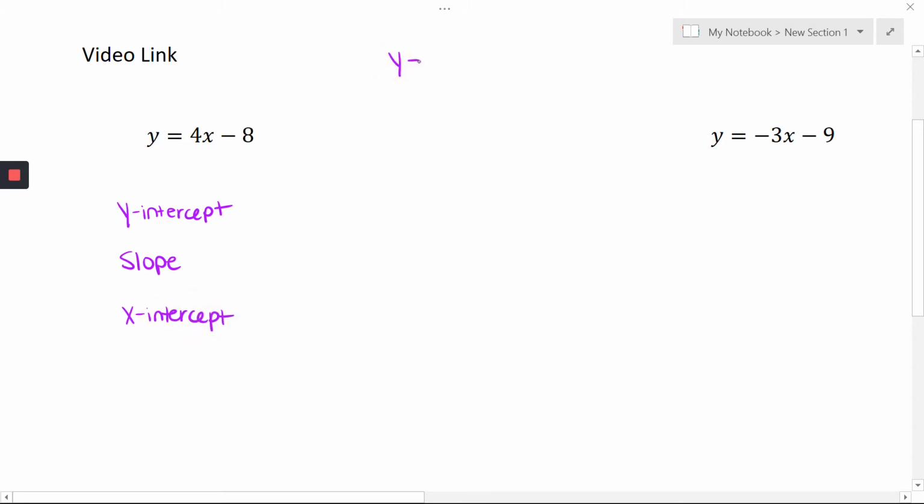So in the form y equals mx plus b, which is what I see, my y-intercept is my b. It's that final number here with its sign. So in this case, my y-intercept is going to be -8.